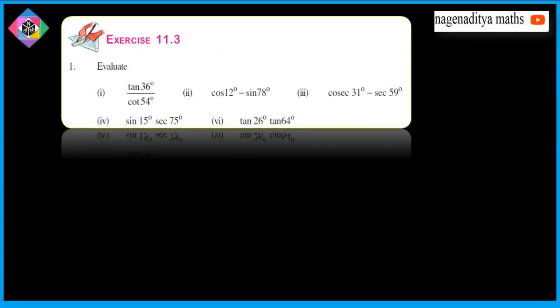So next we are entering into exercise 11.3, which is very important from the examination point of view. To do this exercise, first we need sound knowledge of complementary angles of trigonometric ratios. That is, sine 90 minus theta is equal to cos theta, and cos 90 minus theta is equal to sin theta, tan 90 minus theta is equal to cot theta, and cot 90 minus theta is equal to tan theta. Secant 90 minus theta is equal to cosecant theta, and cosecant 90 minus theta is equal to secant theta, which we learned 5 minutes back. So we have to recall all those things to prove these particular problems.